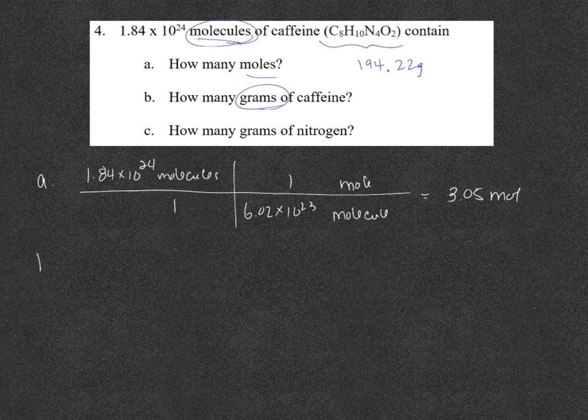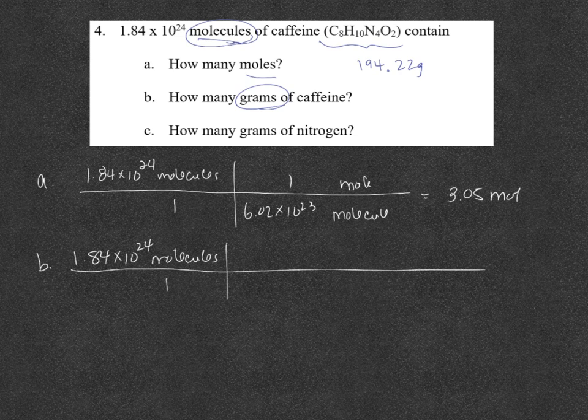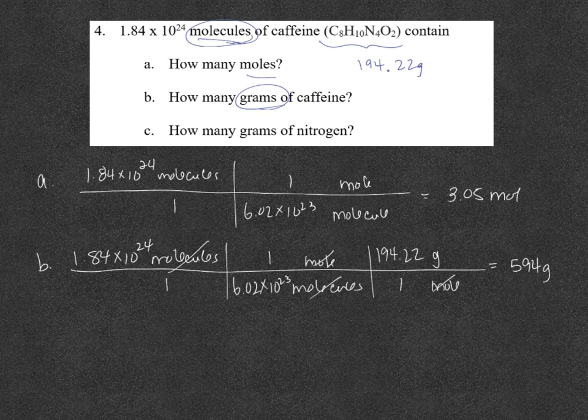So we're going to set this up, and we're going to start with 1.84 times 10 to the 24 molecules. Put it over 1, molecules comes down, mole goes to the top, 6.02 times 10 to the 23rd goes next to molecule. Now mole comes down, gram goes to the top, and now I can use the molar mass. So 1 mole is 194.22 grams. And I do the math and I get 594 grams.